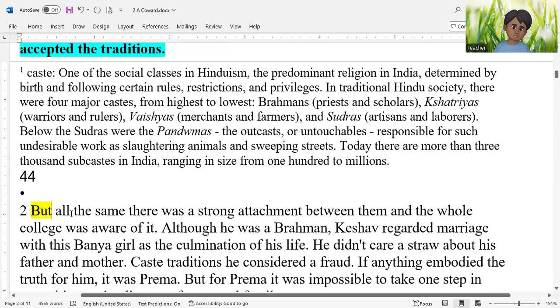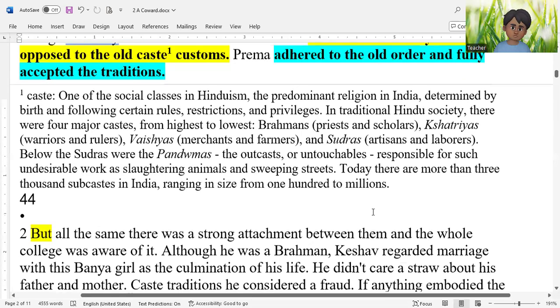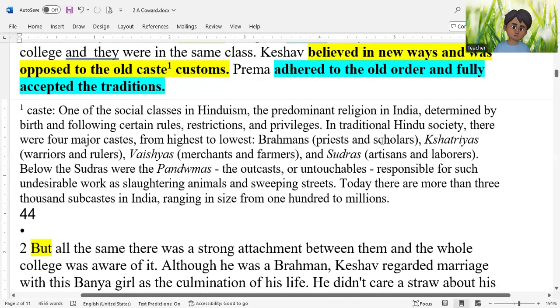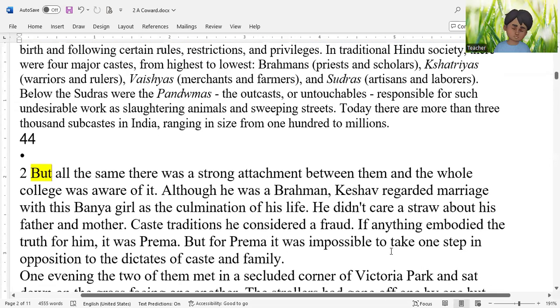But, look here now, second paragraph. But all the same, there was a strong attachment between them. Although ideologically they followed different ideologies, Keshav followed modern ideology, Prema followed traditional ideology. Still, even then, there was a strong attachment between Prema and Keshav. And interestingly, it was not a secret. The whole college knew that they were in love.